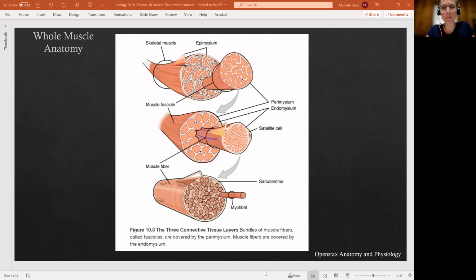We're going to talk a little bit here about anatomy. So we're going to have a few videos on anatomy. This one is focusing on kind of the big picture. So we're looking at what we can call the whole muscle.